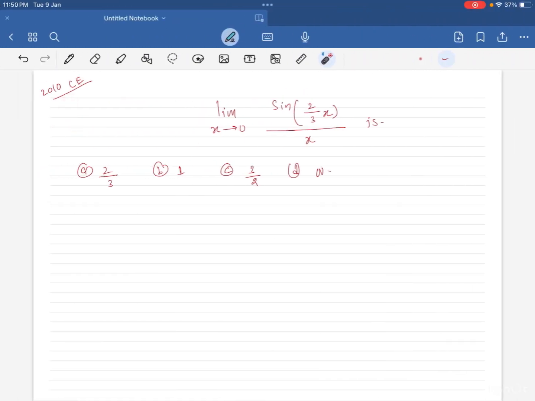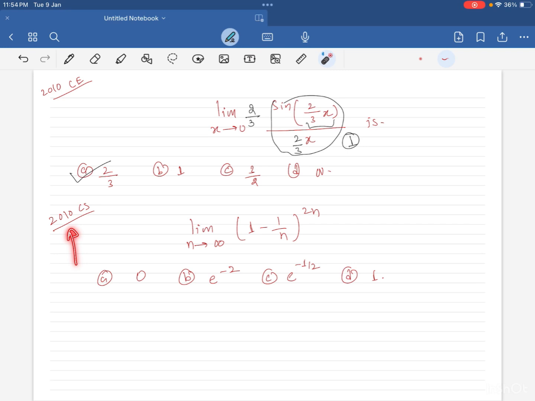So again this is a 0 by 0 form, or you can relate it to sin x divided by x, limit x tends to 0, that is equal to 1, right? So what you can do here, 2x divided by 3 is there, right? So you can make it 2 divided by 3, and you can also divide it by 2 divided by 3, right? And now this limit is going to be 1, right? Now the answer would be 2 divided by 3.